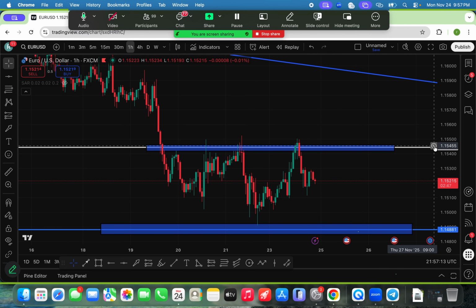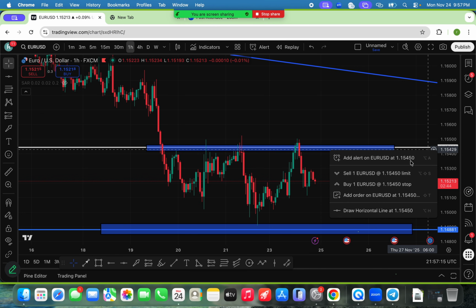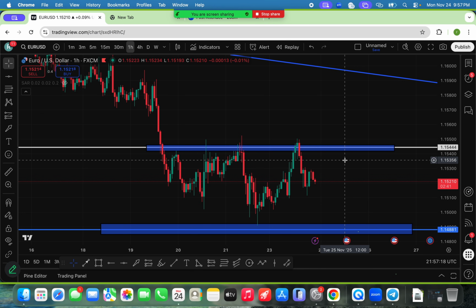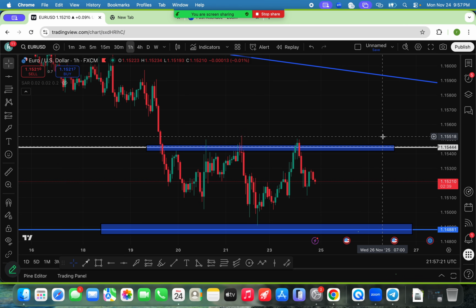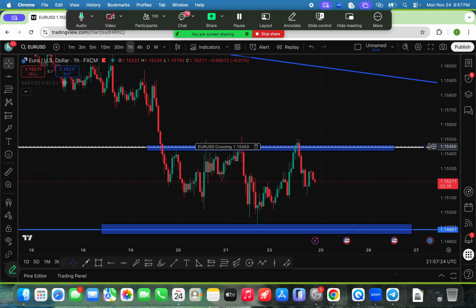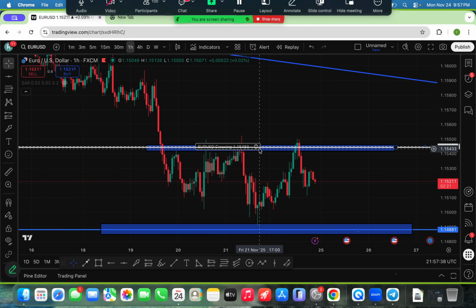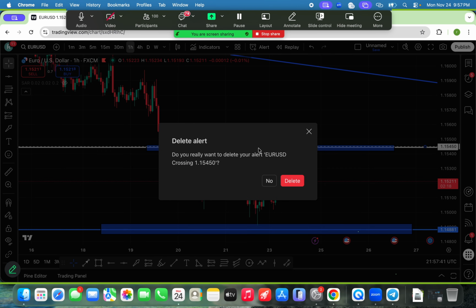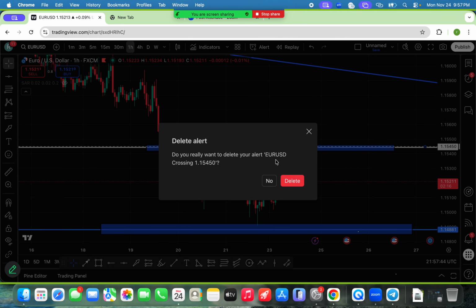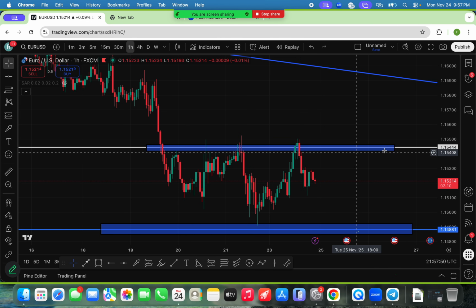You can see there's a plus sign here, right? So I just set my alarm here and I'll just add. You understand? And that's all. You can see there are some broken lines here. So you realize anytime price gets back to that level, TradingView is just going to alert me that price has gotten to the level, so I can do anything I want. So you can see this is the alarm, I'm just deleting it. Do you want to delete your alarm, EUR/USD crossing 1 point whatever? Yes, delete. You understand? So I'll just set my alarm. If price gets there, TradingView is going to alert me and I just take it.